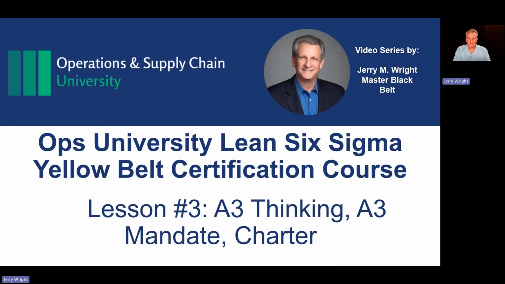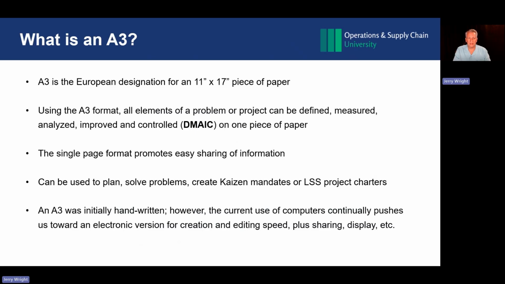I'm Jerry Wright. This is lesson number 3, A3 Thinking, A3 Mandate, or Charter. So what is an A3? A3 is essentially the European designation for an 11 by 17 piece of paper. So one of those big sheets of paper that you can see in a copy machine as an example.